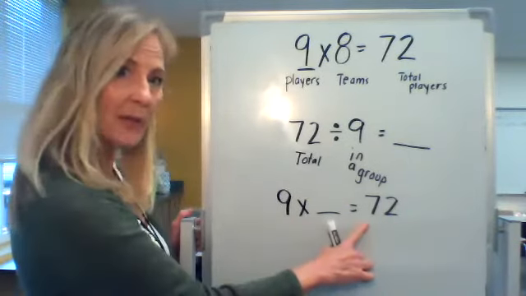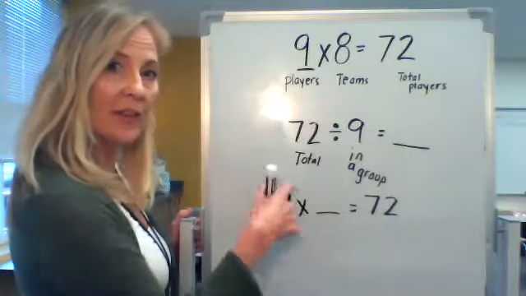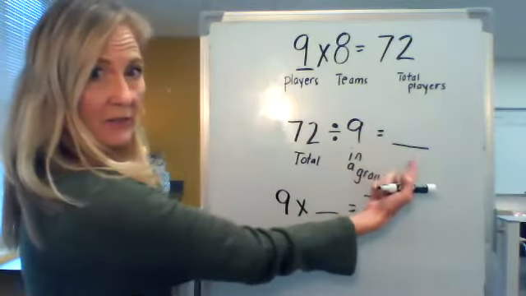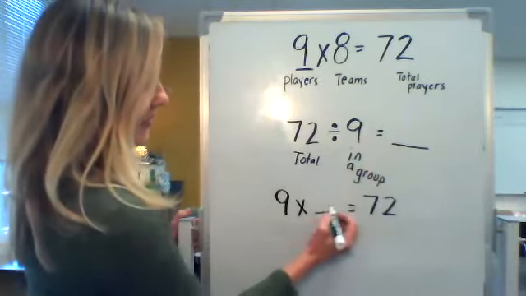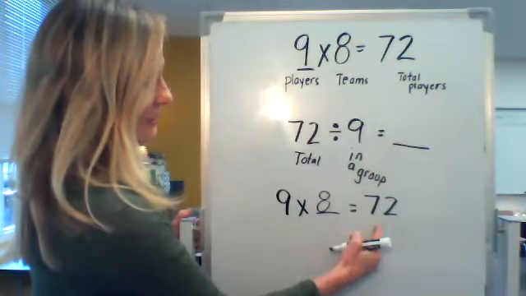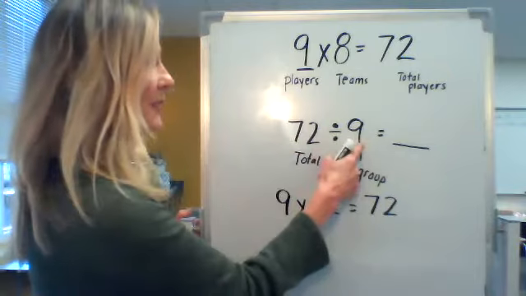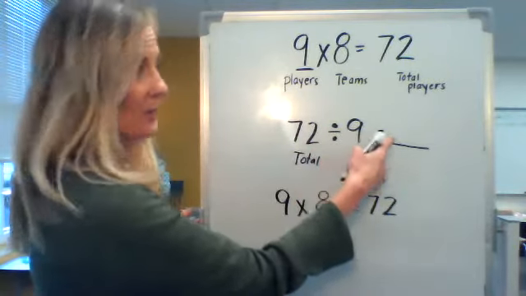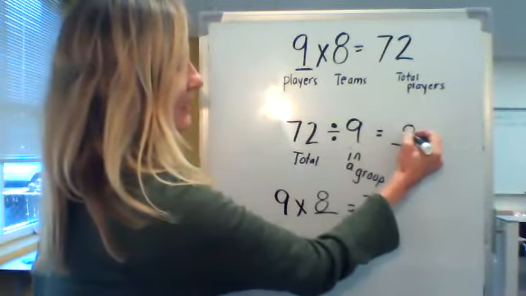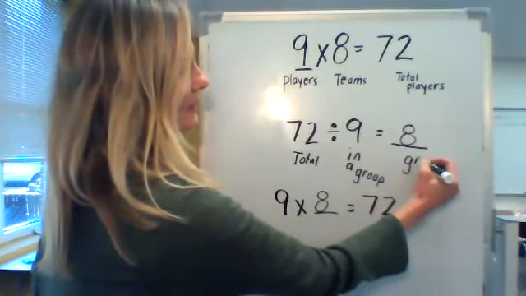So I can use my multiplication facts to help me figure out my division facts, because 9 groups of 8 would equal 72. That means that 72 divided into 9 in a group is going to have 8 groups.